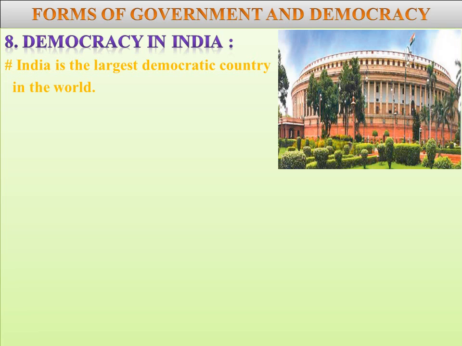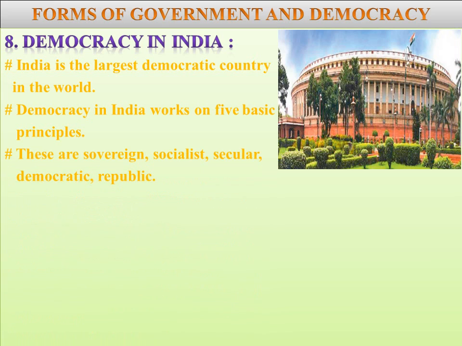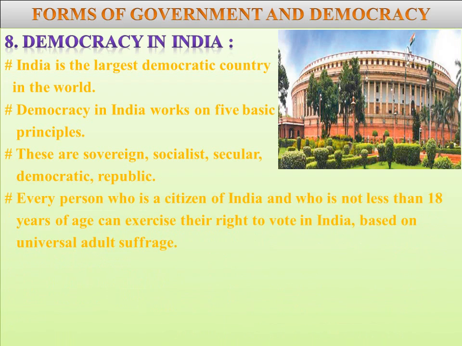We know already, democracy in India works on five basic principles. These are sovereign, socialist, secular, democratic, and republic. Every person who is a citizen of India and who is not less than 18 years of age can exercise their right to vote based on universal adult suffrage. There is no discrimination based on caste, creed, religion, race, gender, and education when it comes to providing the right to vote.